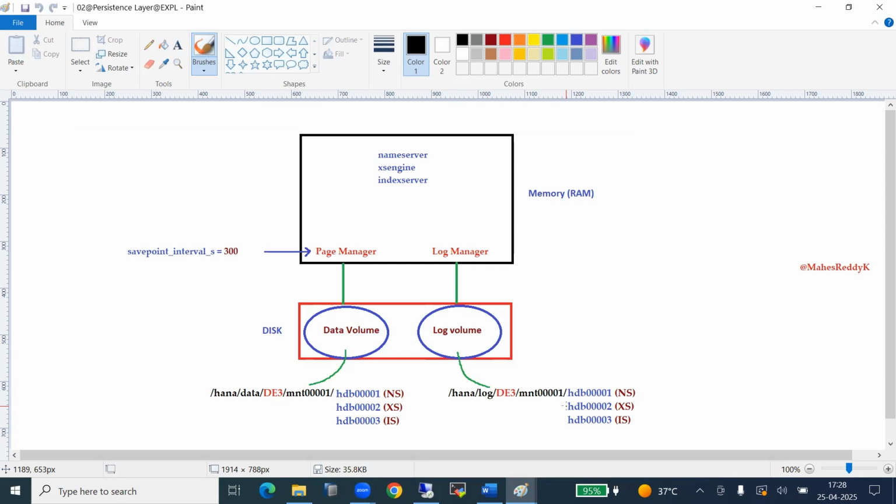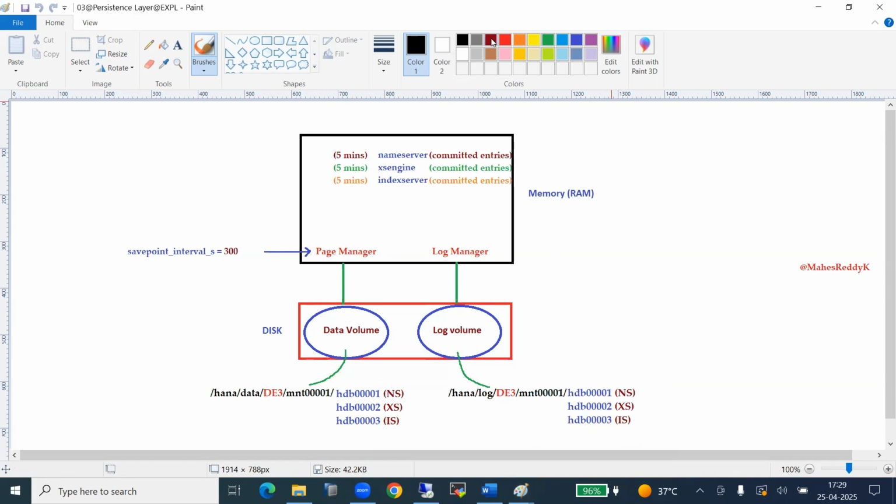What is meant by data volume? Data volume contains the actual HANA database data. What is meant by log volume? Log volume contains committed entries. When we commit the data at the memory level, that committed data is written to the log volume by the log manager. Whenever a save point is triggered, every 5 minutes, committed data is written to the data volume by the page manager. So we are fine with this. Now let's get into a deep dive.